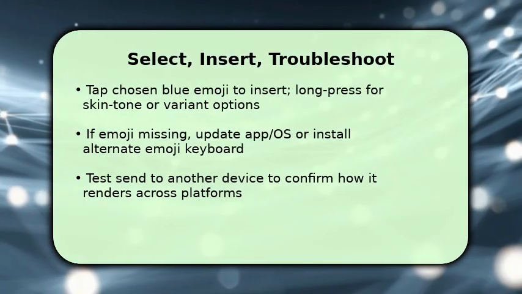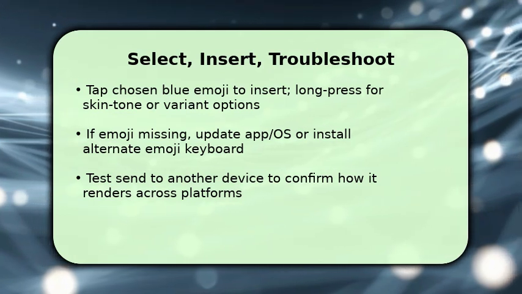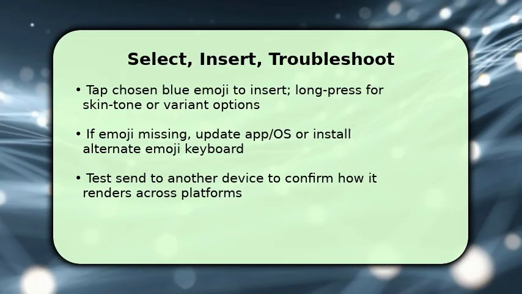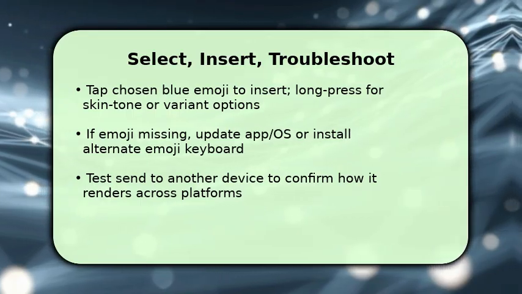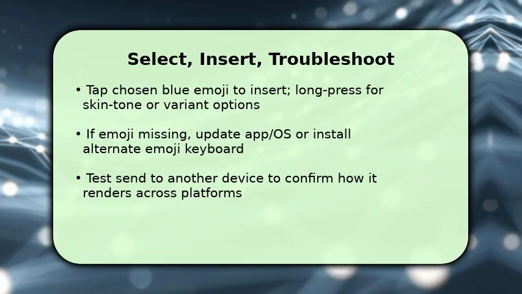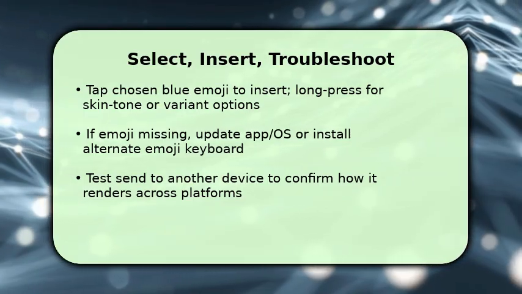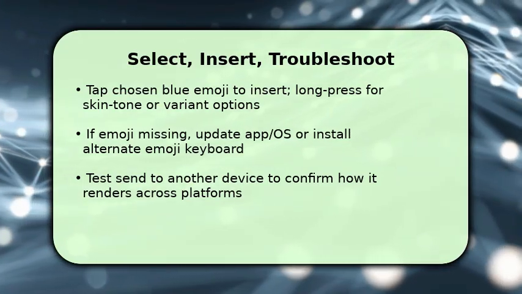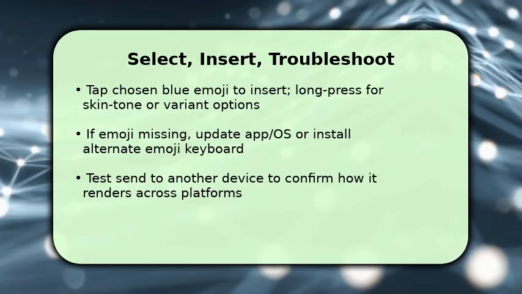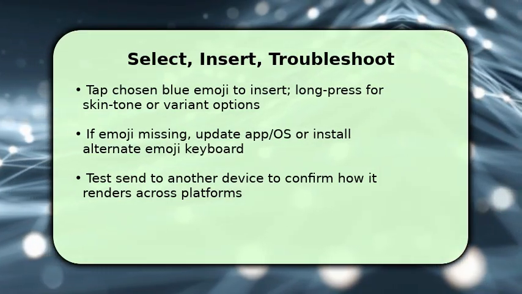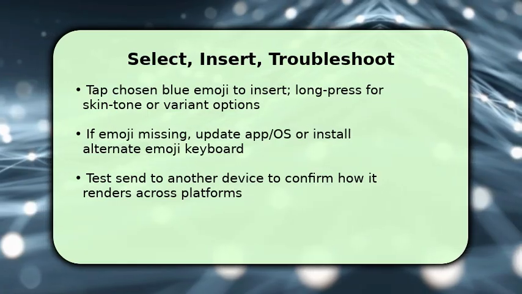You finish by selecting the blue emoji and inserting it into your message. If variants exist, long press to reveal them and pick the best fit. If you cannot find a blue option, make sure your app and operating system are updated because missing glyphs often mean outdated emoji sets. Alternatively, install a third-party emoji keyboard.